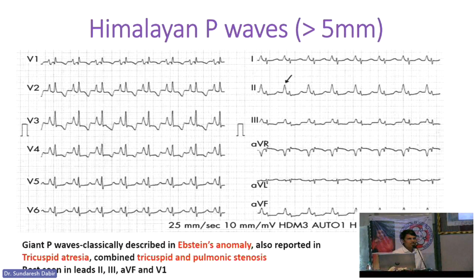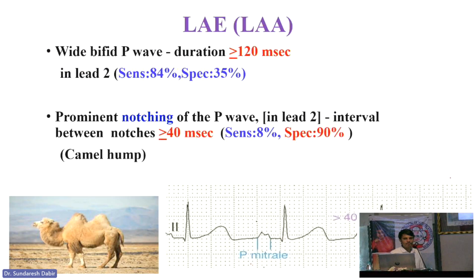Okay. So the next topic is left atrial enlargement. There is a wide P wave, with duration more than 120 millisecond, measured between the two peaks of the P wave in lead 2, and prominent notching of the P wave. If the distance between the two notches is more than 0.04 second, it is a left atrial enlargement, and it looks like a camel hump. So it is also like a camel hump, left atrial enlargement.